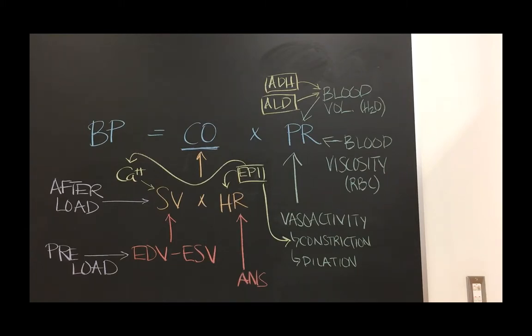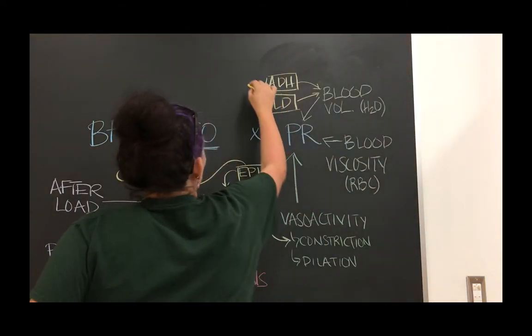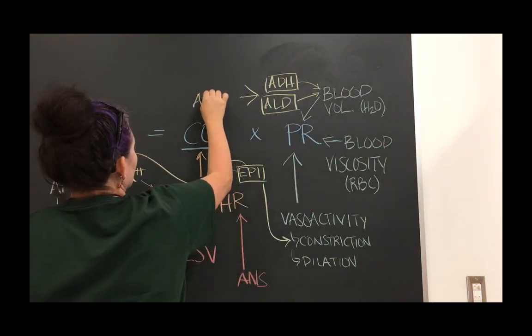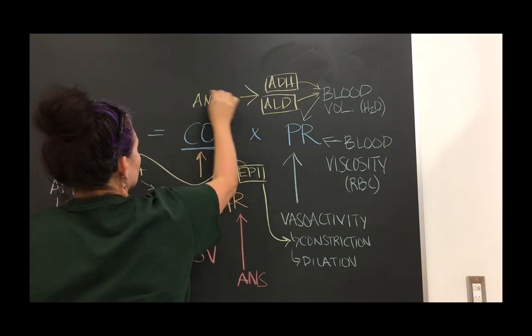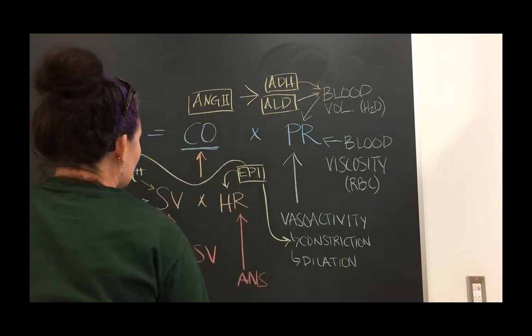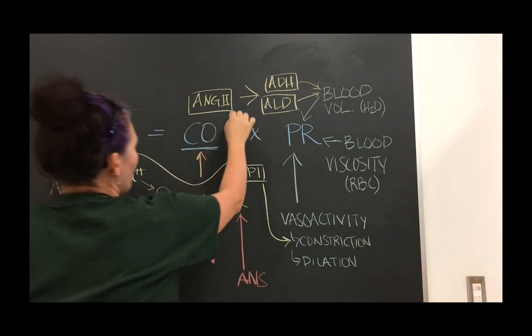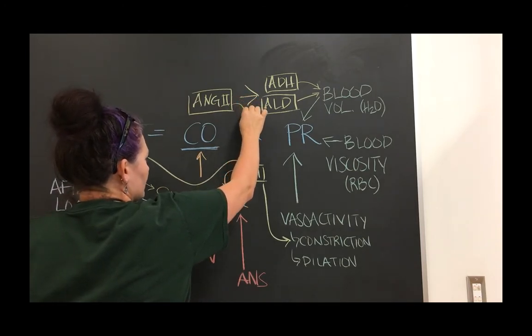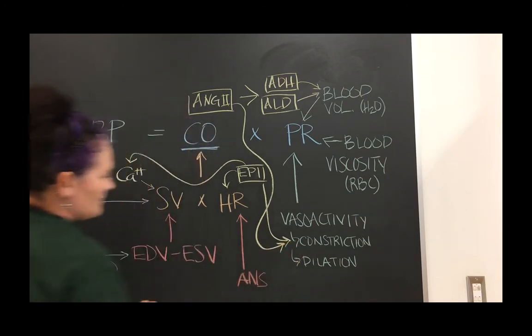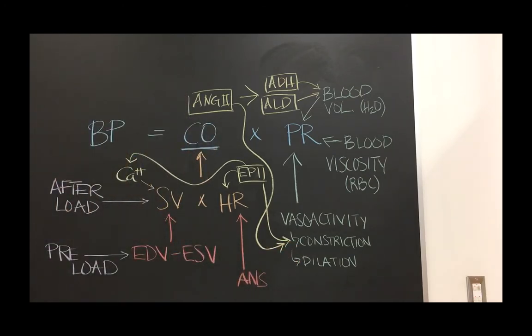Now you know that both of those are going to be released in response to angiotensin 2. So that's where that one is going to come into play. But angiotensin 2 is also going to directly cause vasoconstriction as well. So as promised, this is going to get a little messy. So you've got angiotensin 2 that's driving the production of ADH and aldosterone that are driving blood volume up, that are driving PR up, but you also have the vasoconstriction that is directly related to PR. So angiotensin 2 is a powerful chemical. That's why we pay attention to it. It's got a lot of downstream effects.